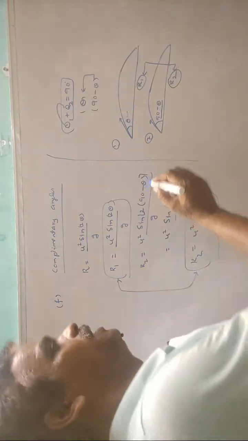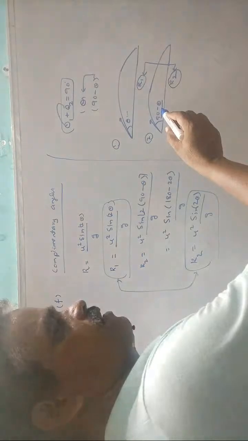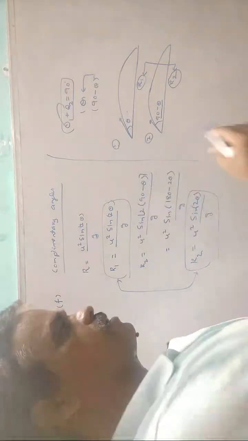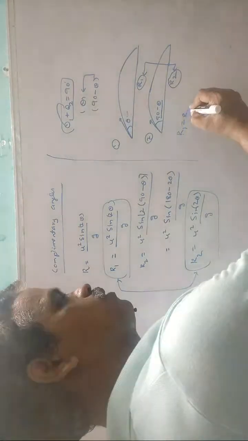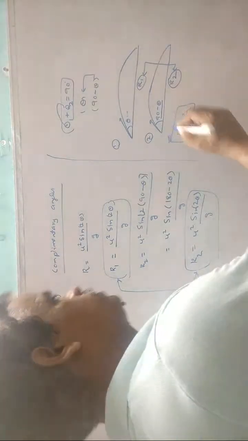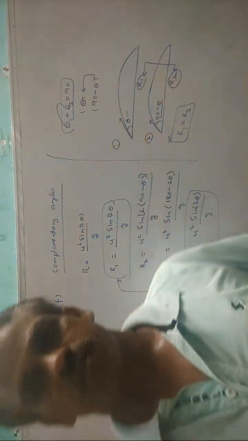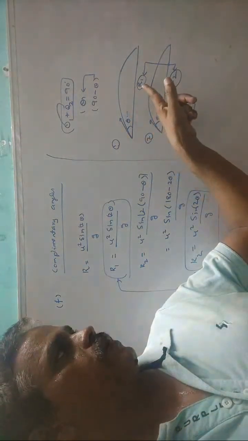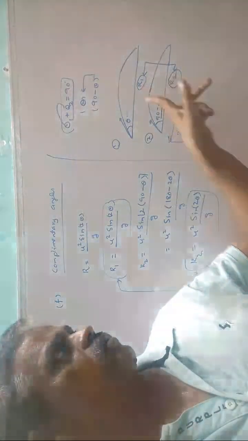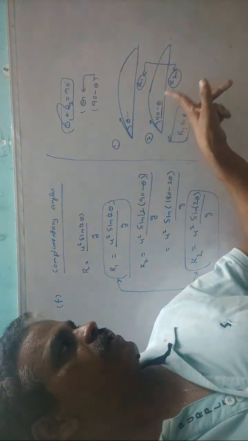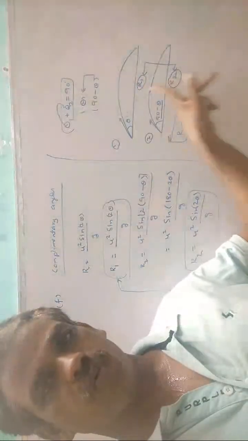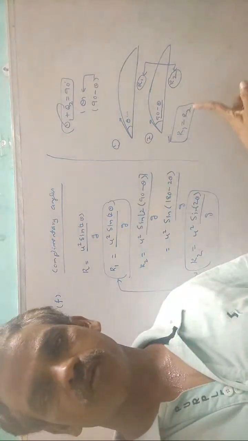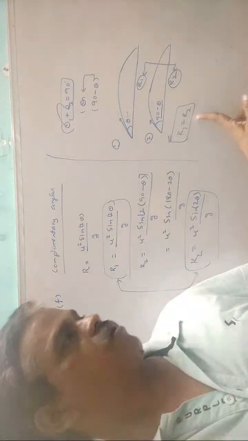So that means if the body is projected with complementary angles in two cases, the ranges are also equal, R1 equals R2. This is one more important point: if we project with theta, it acquires the range R1, and if we project with the complementary angle and the range is R2, the relation between R1 and R2 is R1 equals R2. This is one more important point. Just copy it.